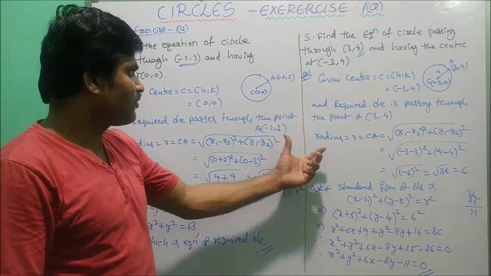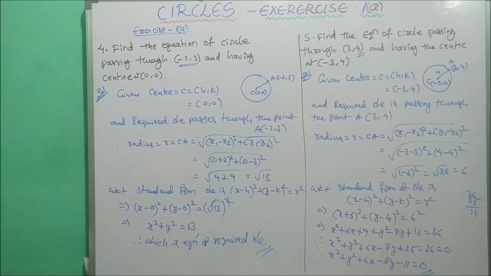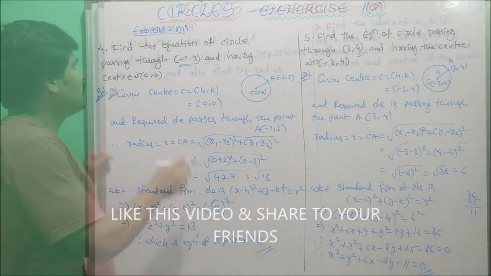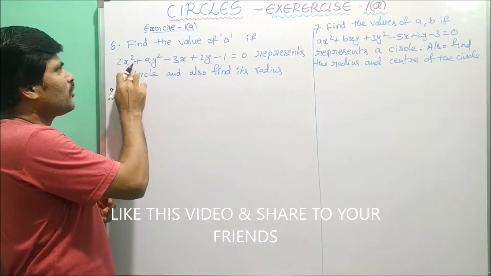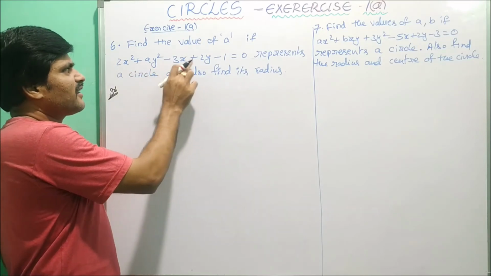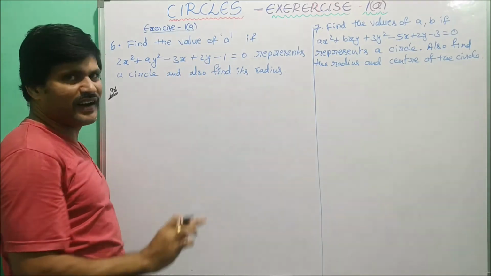Therefore, these are the solutions for the given 4th and 5th problems. Now the sixth one is: find the value of a if the equation 2x² + ay² − 3x + 2y − 1 = 0 represents a circle, and also find its radius.